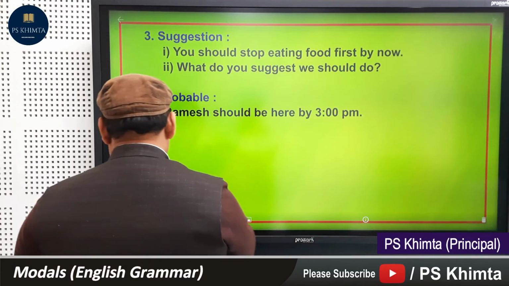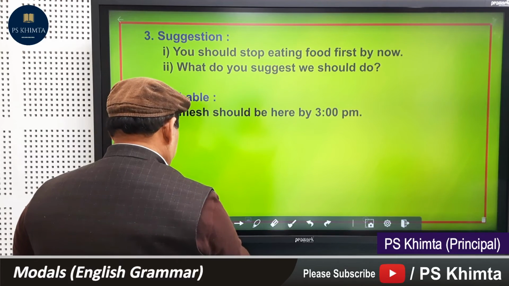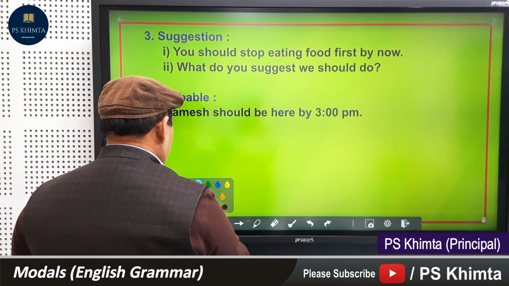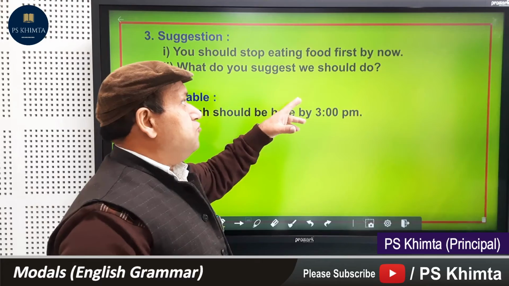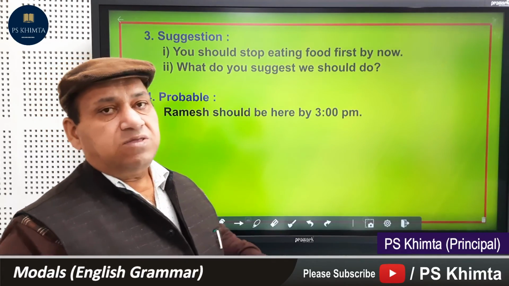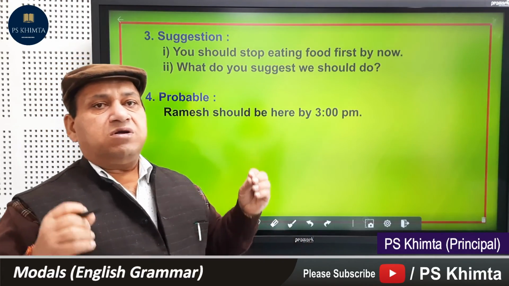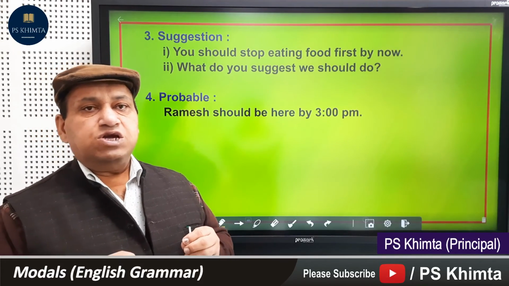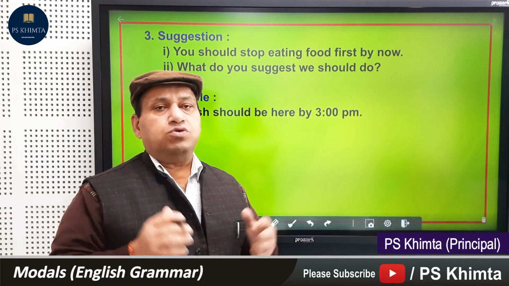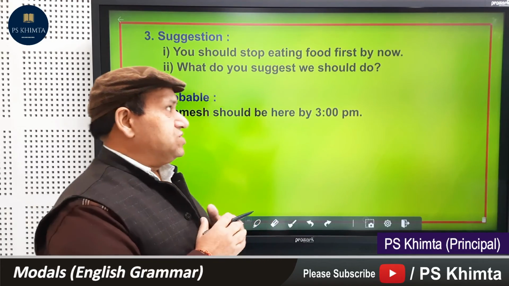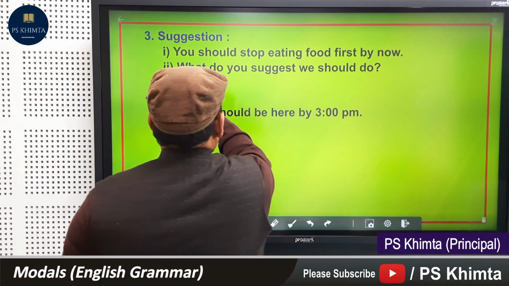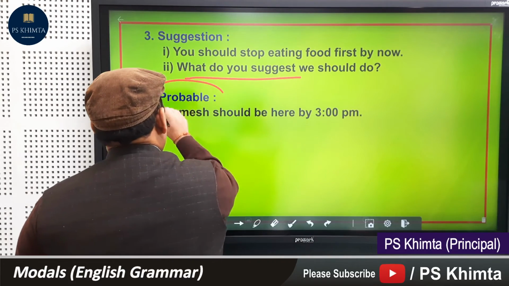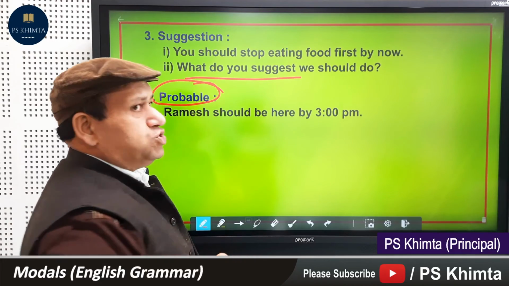The last slide will be about suggestion. You will be noticing a very wonderful thing here. You should stop eating food first by now. This is a kind of suggestion. You should wear red turban with white shirt. You should not read comics, read good books. Such are called suggestions that you give. What do you suggest we should do? This is also suggestion.